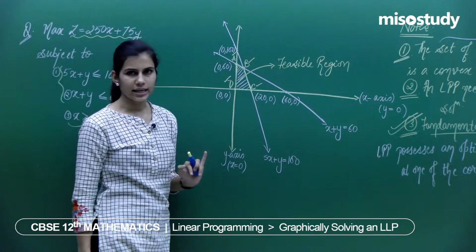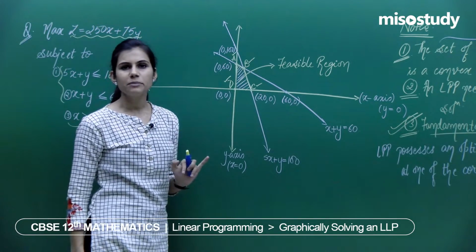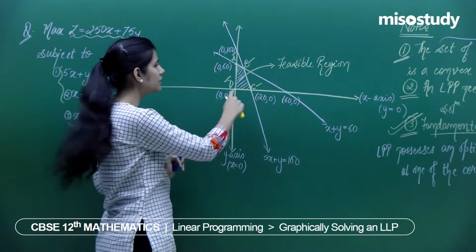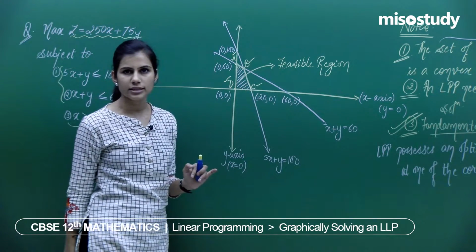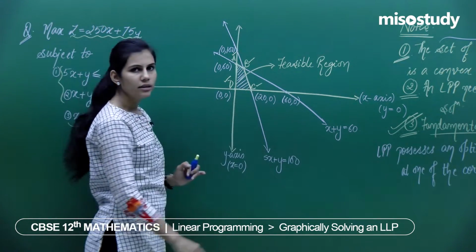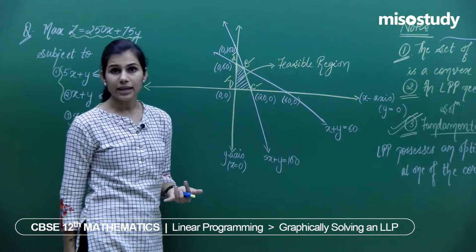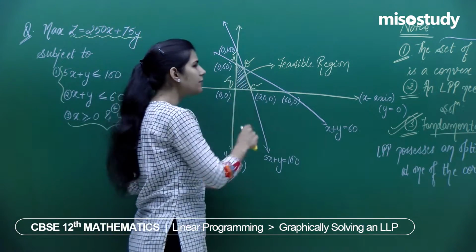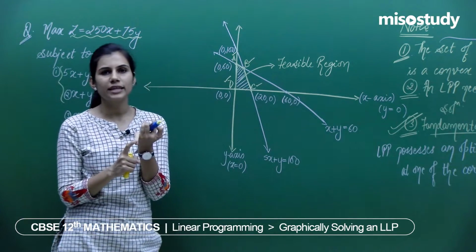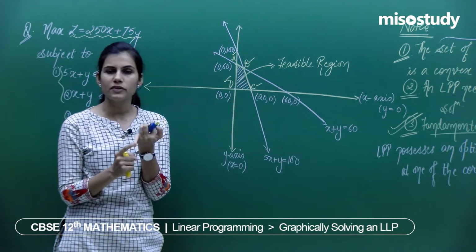Point C and point D are 2 different coordinates which are giving me the same maximum value of Z among the values of Z obtained for these 4 points. That means 2 feasible solutions are optimal feasible solutions. It may happen like that as well. It may also happen that none of the points are able to give me the maximum value of Z. In that case, the LPP will not possess an optimal feasible solution.